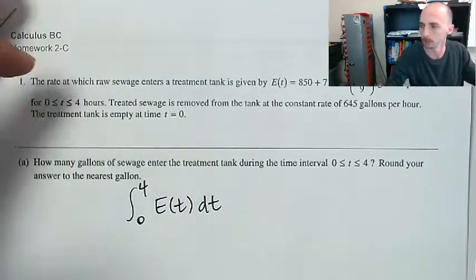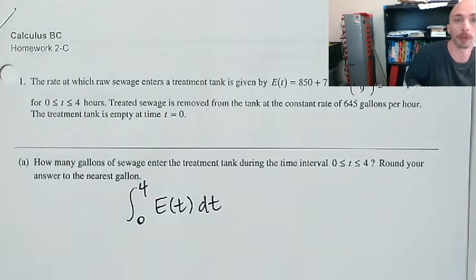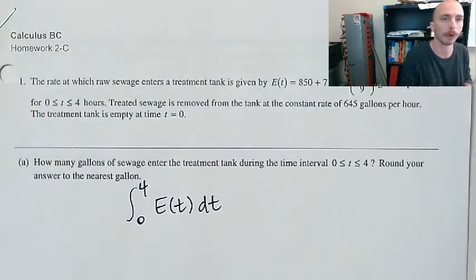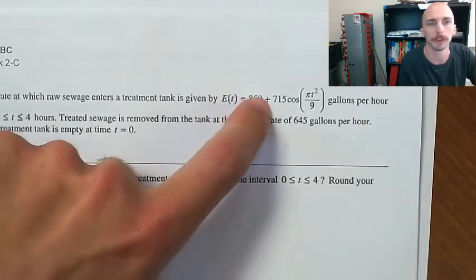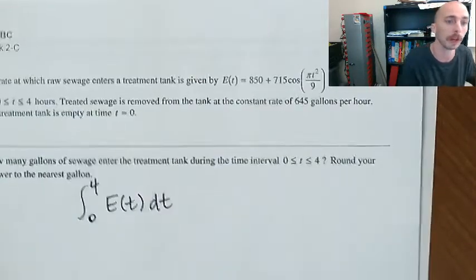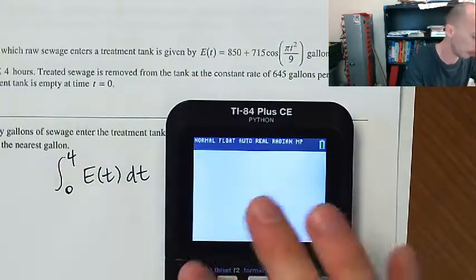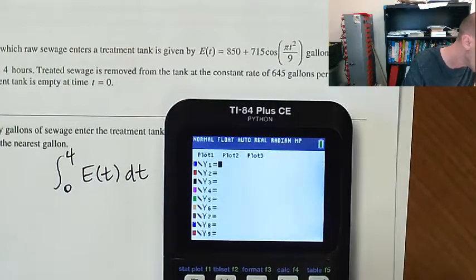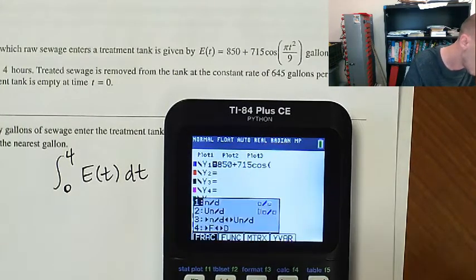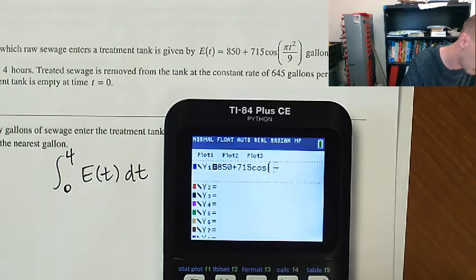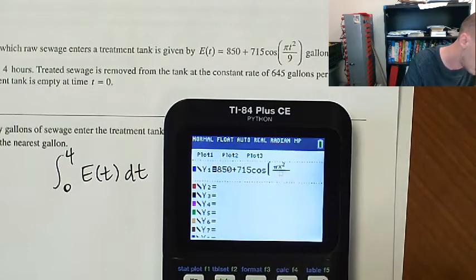And it's very important that we report the integral that we're running through the calculator. We don't have to write out what E of t is. We don't have to write out the 850 plus 715 cosine of pi t squared over 9. We just have to write E of t dt to let the reader know what we're doing here. And I'm going to type this thing into y1 so that I could use it again. And that definitely looks like a time for a fraction bar, pi t squared over 9.